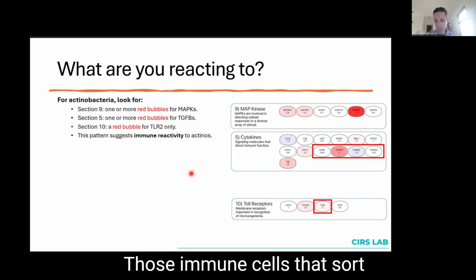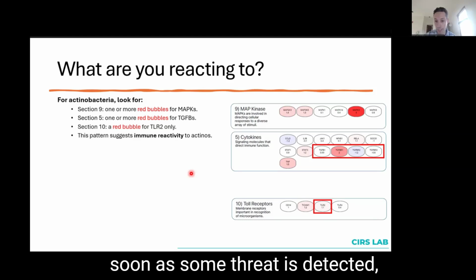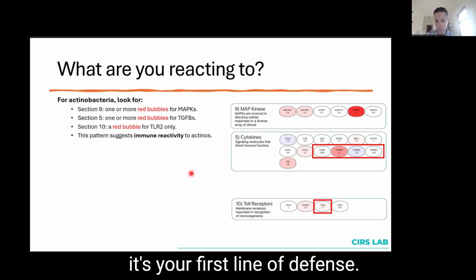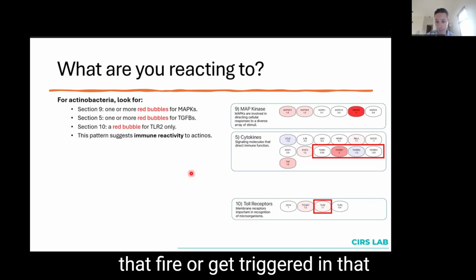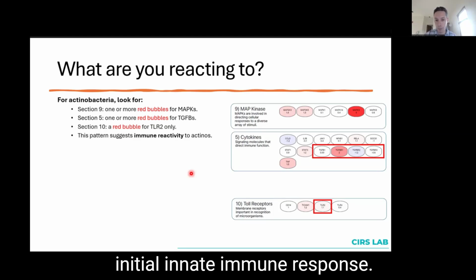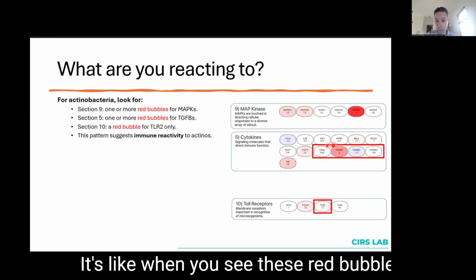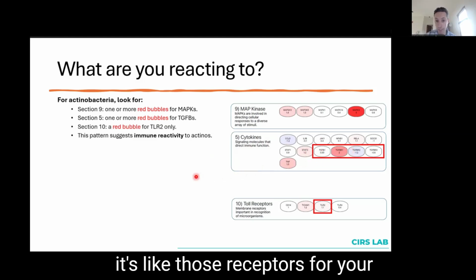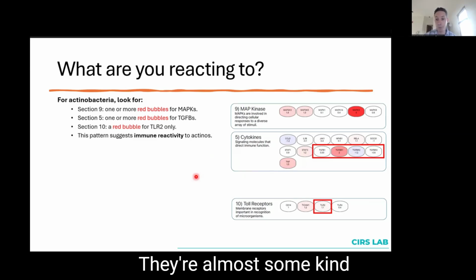Those immune cells sort of rush into the crime scene as soon as some threat is detected. It's your first line of defense. So these are all proteins or receptors that fire or get triggered in that initial innate immune response. And that's what we mean by immune reactivity. When you see these red bubbles, it's like those receptors for your innate immune system are hyper-reacting. They're triggered, in almost some kind of trauma, PTSD-like state.